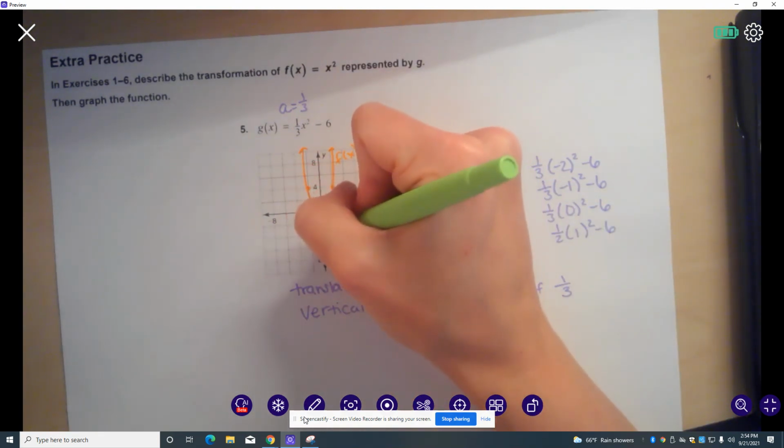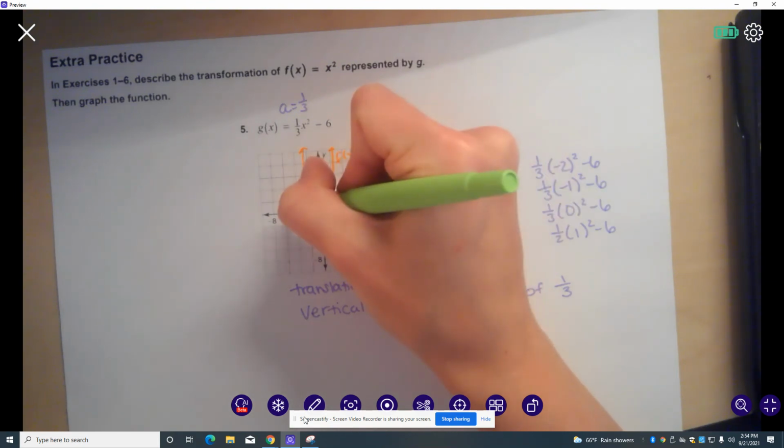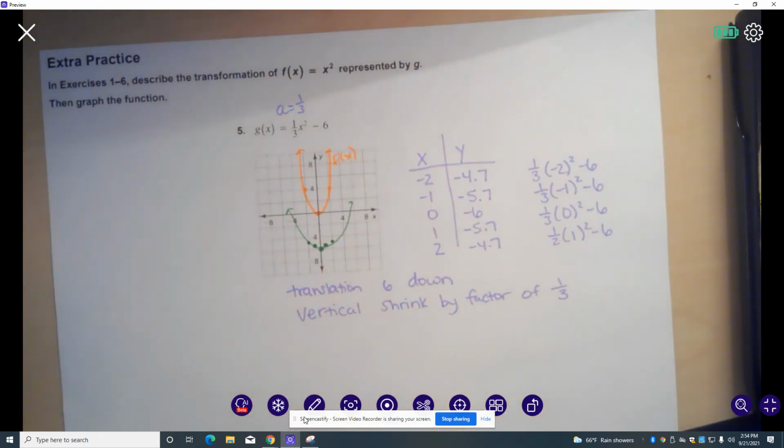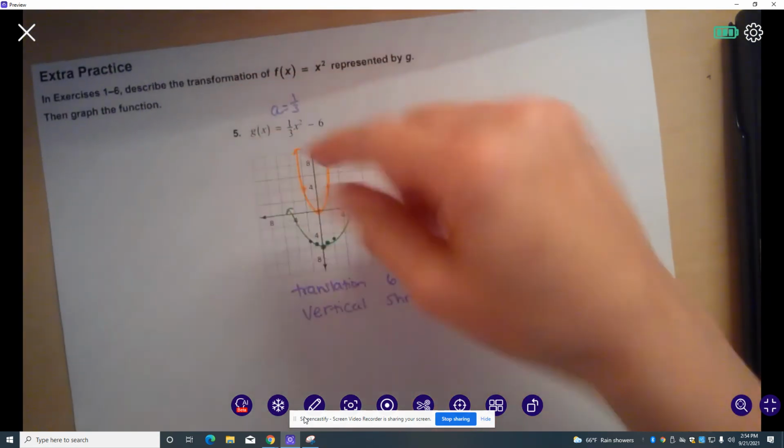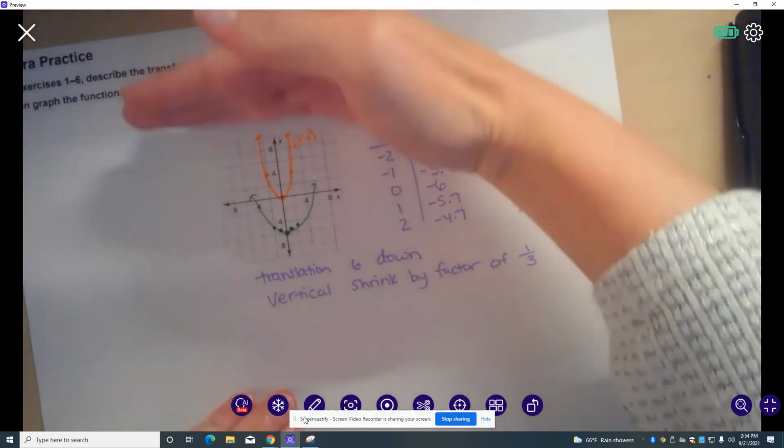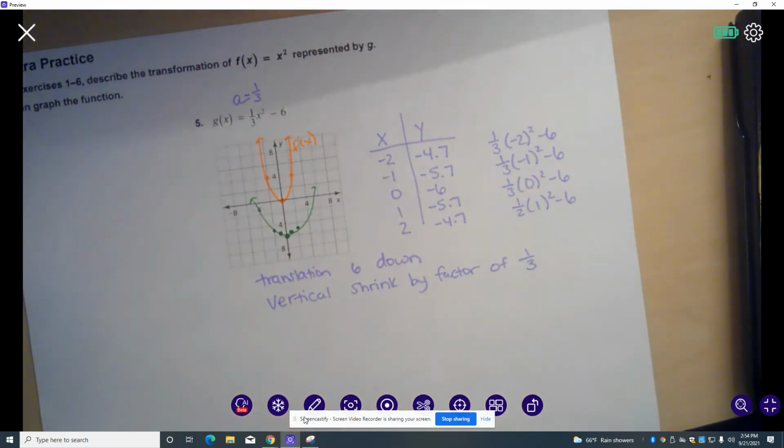So then I'll go ahead and connect my points. Okay. And you can tell that a vertical shrink has happened. We've taken this parent function, we've kind of like smushed it down towards the x-axis. It's gotten wider.